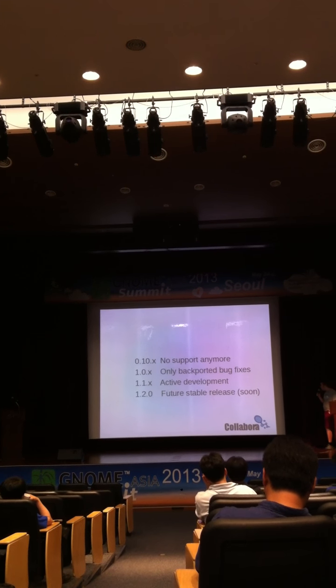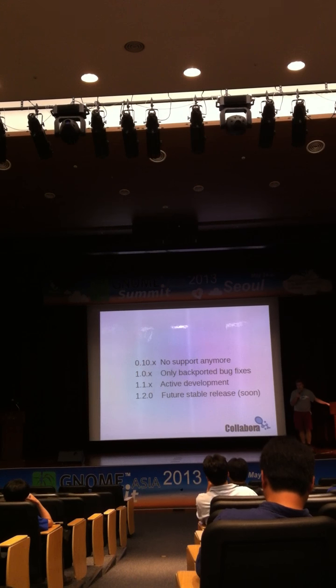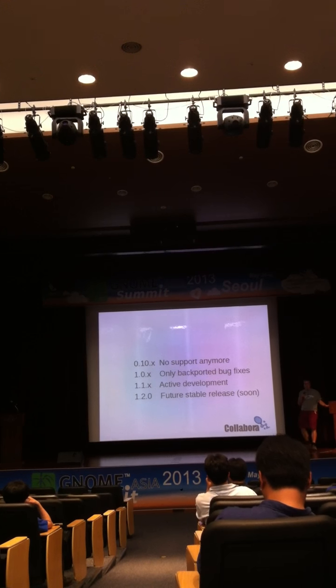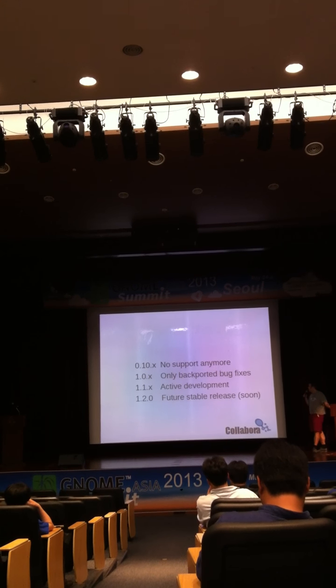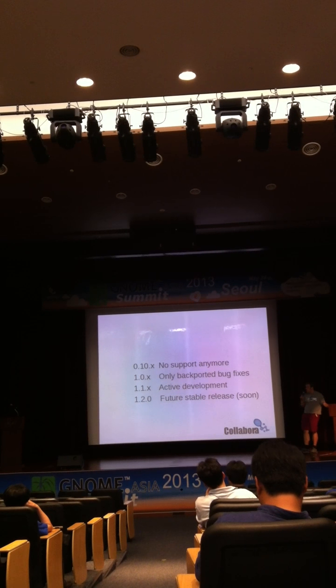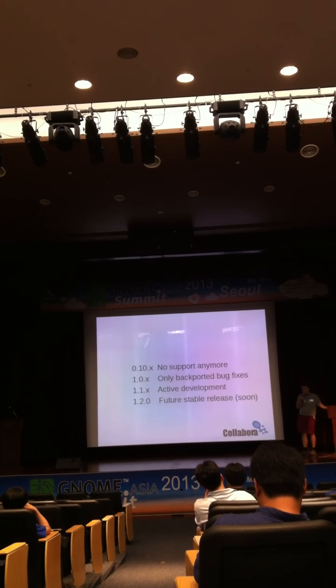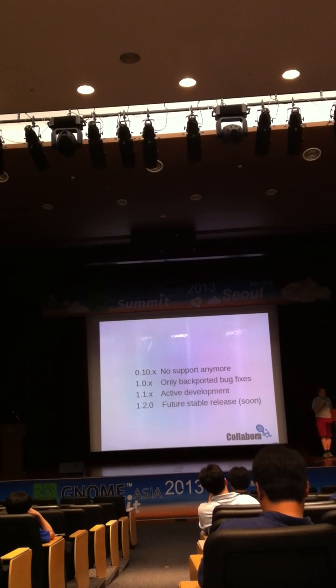So these are the status of the current branches. 0.10, we don't care. We're not supporting it anymore. The community is not supporting it. 1.0, it's only bug fixes. 1.1 is where the work is happening, that's Git master. And 1.2 will be released any day now, probably in 12 weeks.